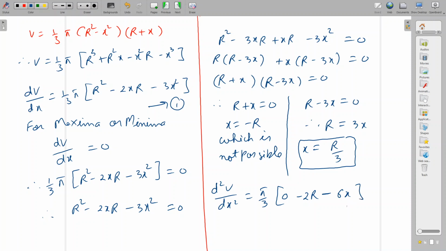Now from both the terms we can take out minus 2 common. So we will be getting d square V by dx square equal to minus 2 pi over 3, and what will remain is (r plus 3x). So this is our d square V by dx square, and you can see that x is r by 3, which is positive. So on putting x as r by 3 here, the value of d square V by dx square will be negative. So that means V is maximum when x equal to r by 3. So let us go to the next page now.